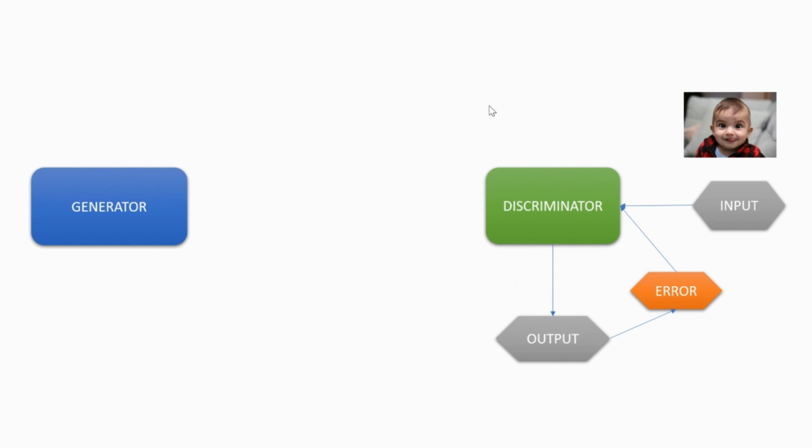The discriminator model will overcome the error term and try to learn all the important features and classify the image as a baby. So till this step, the generator will be idle. The generator will not be doing any new stuff.